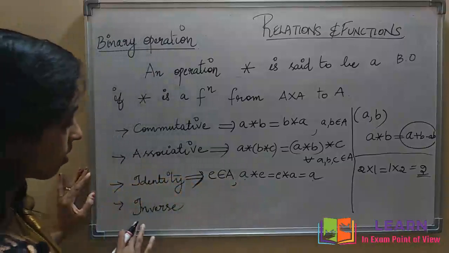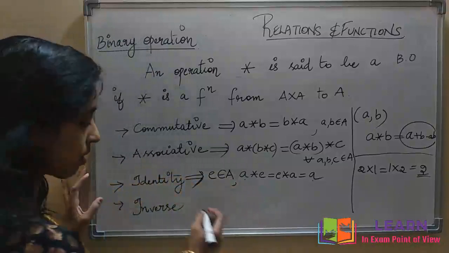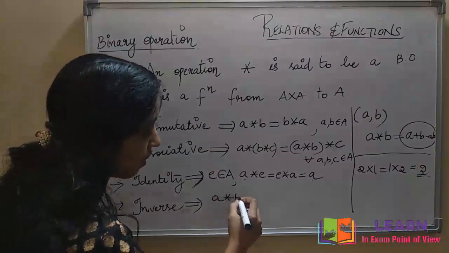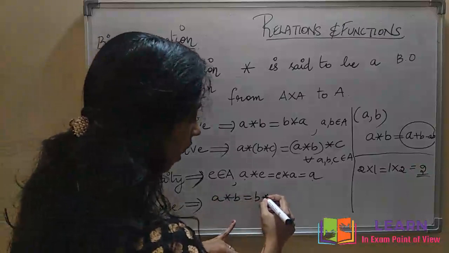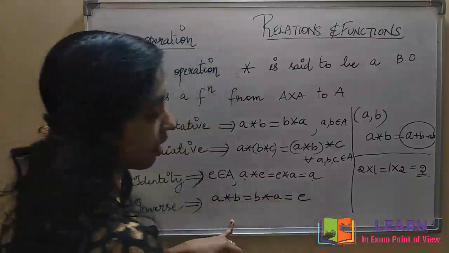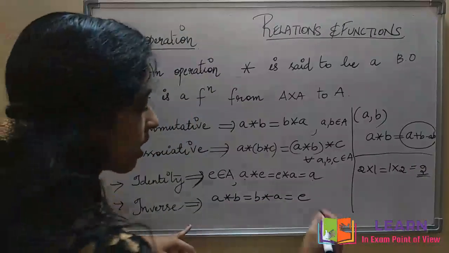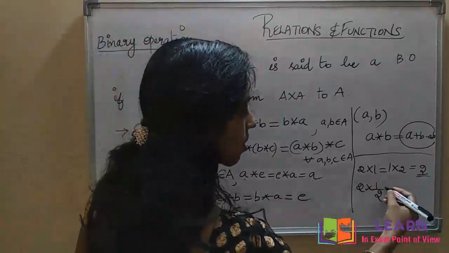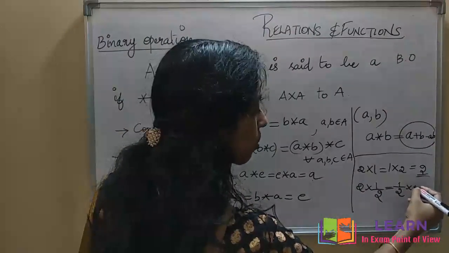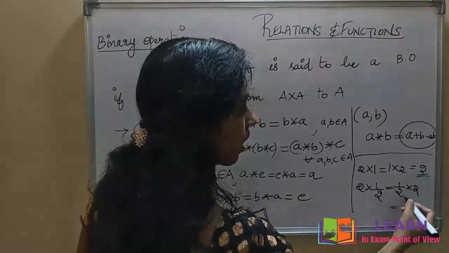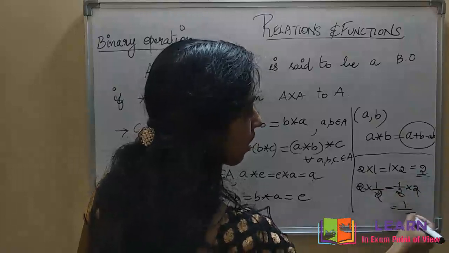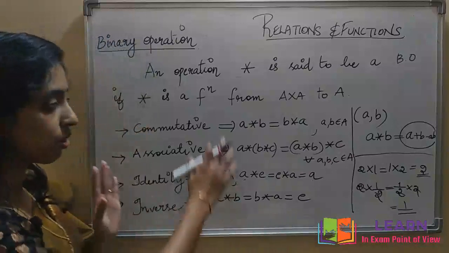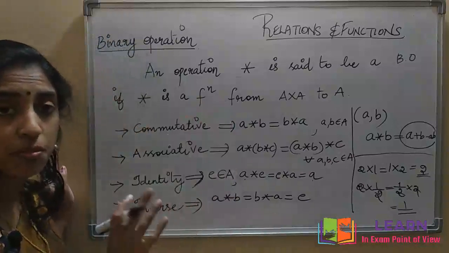Okay. So next, last, that is called inverse. Inverse means if we take a star b, which is equal to b star a, you will get the identity element e. For example, if we take 2, its reciprocal 1 by 2 is its inverse, since 1 by 2 into 2 and 2 into 1 by 2 are both the same. We are getting 1 by cancelling. 1 is what? The identity element. Same procedure. Okay, so these are the main definitions of binary operation.